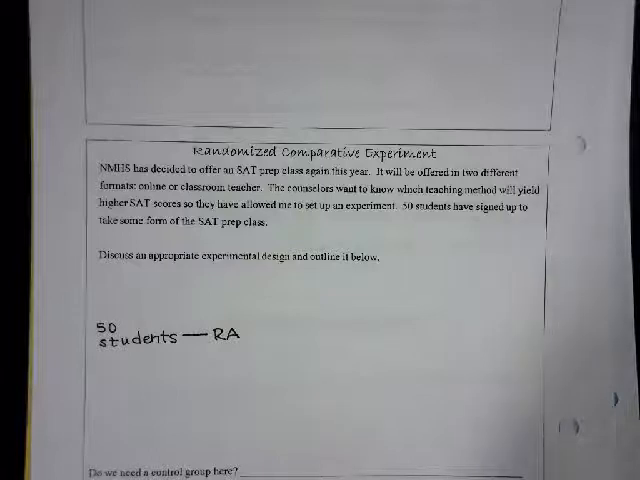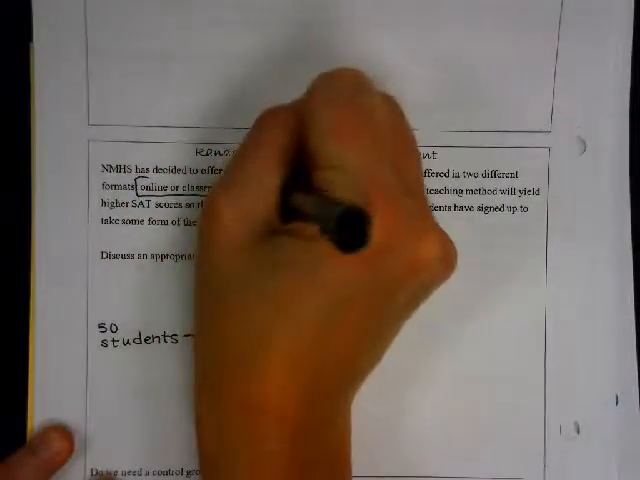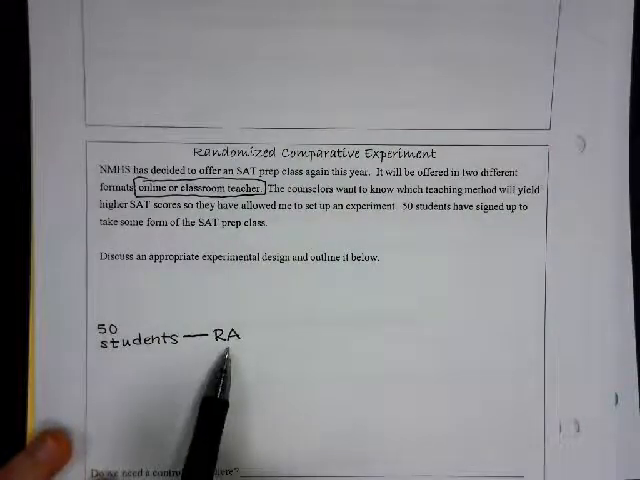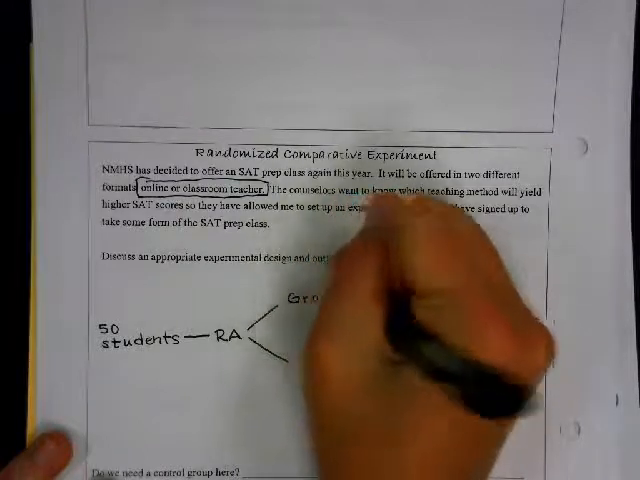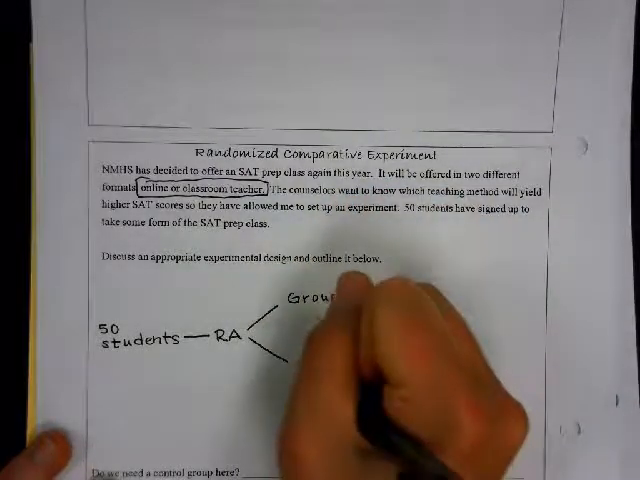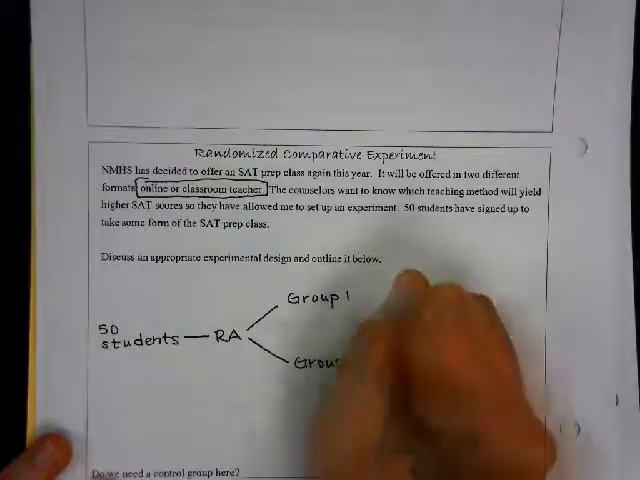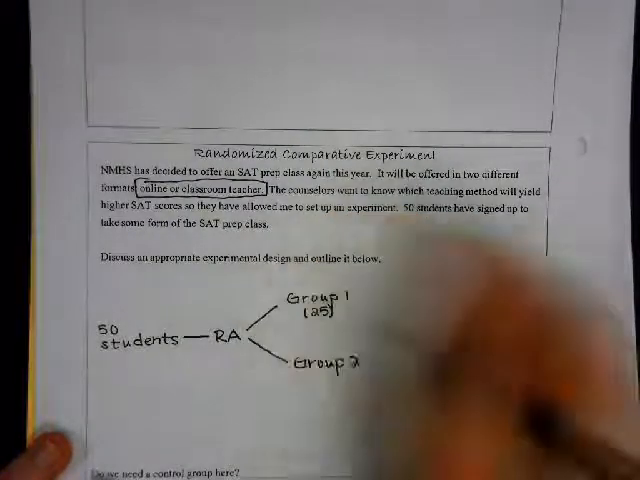So we have 2 treatments, or 2 forms of the class, the online and the classroom teachers. So my 50 students are going to be randomly assigned into 2 groups. Group 1, or Group A, whatever you want to call them, Group 2, and Group B. The labels don't really matter. I'm going to end up with 25 kids here and 25 kids here.